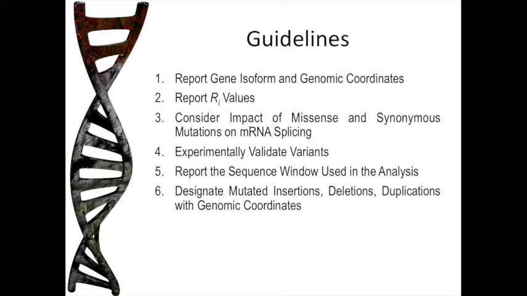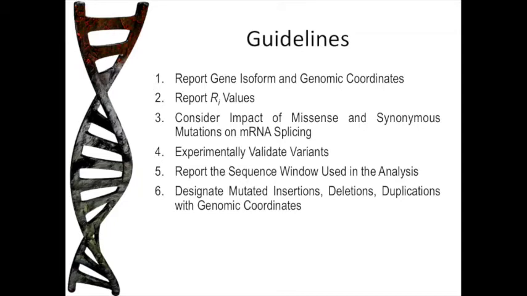Second, we recommend that RI values be reported. This gives the reader a more complete understanding of the impact of the variant analyzed. Third, because mutations within the exon are known to cause cryptic splice site activation, it is important to analyze coding sequences and not dismiss the potential effect a missense or synonymous mutation may have on splicing. Fourth, if possible, it is advisable to conduct functional validation of potentially deleterious variants that have been identified.